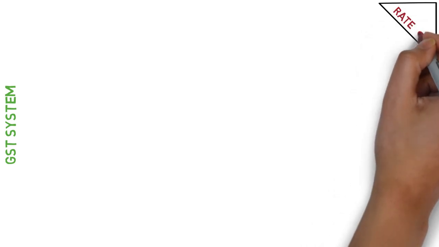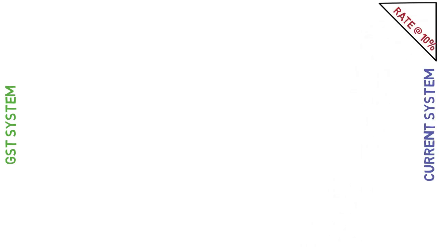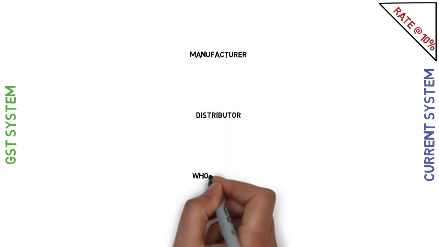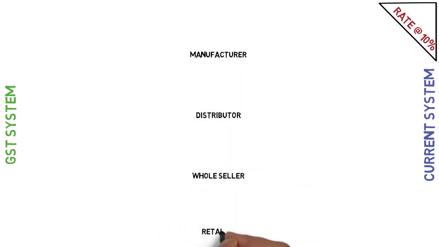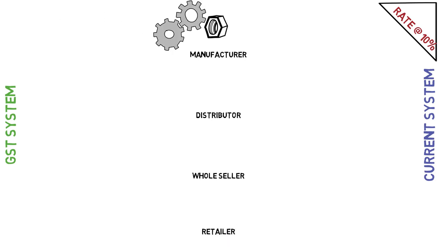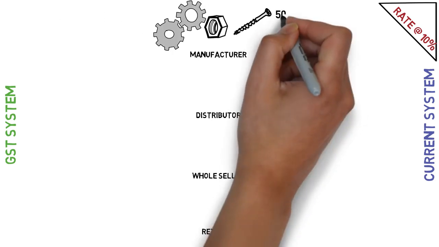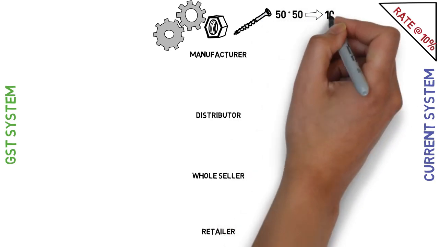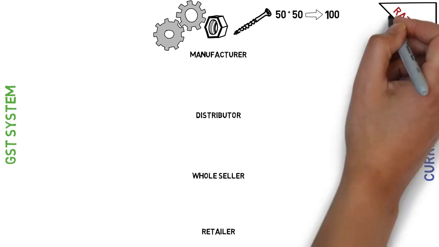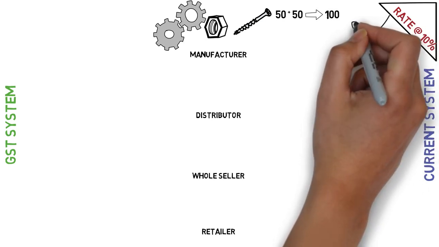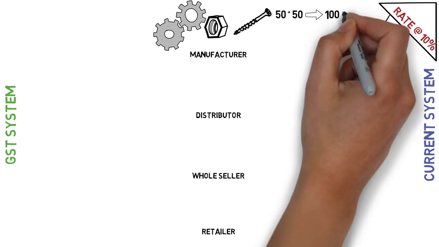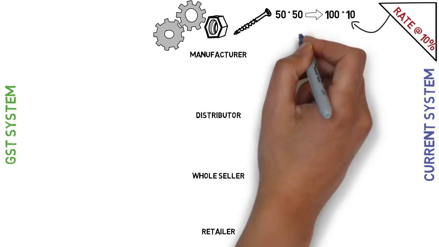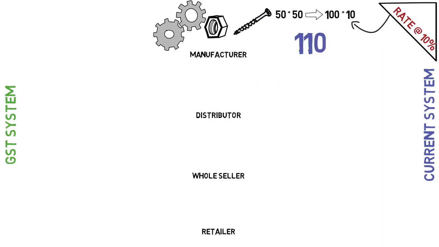Consider a simplified tax rate of 10% at each level. There are generally 4 levels: manufacturer, distributor, wholesaler, and retailer. Manufacturer buys raw material, let's say of rupees 50, and manufacture the product, which adds 50 rupees value to it. So the product becomes of 100 rupees. And for selling this product, he needs to pay 10% tax, which is 10 rupees. So the cost of product for distributor is 110 rupees.